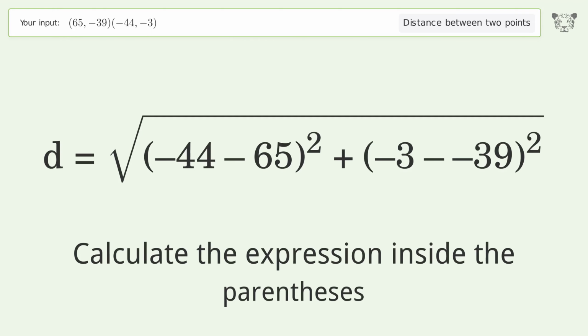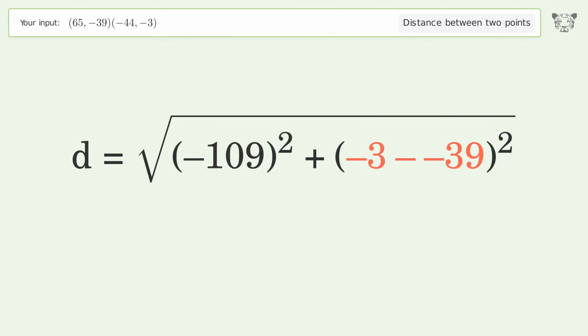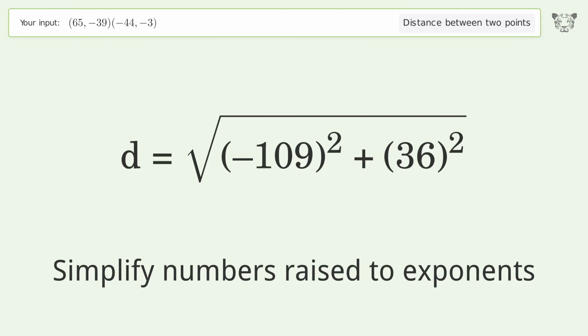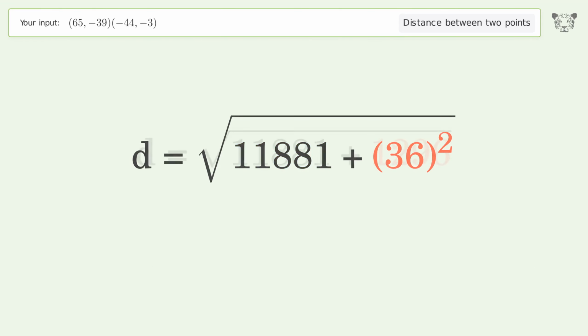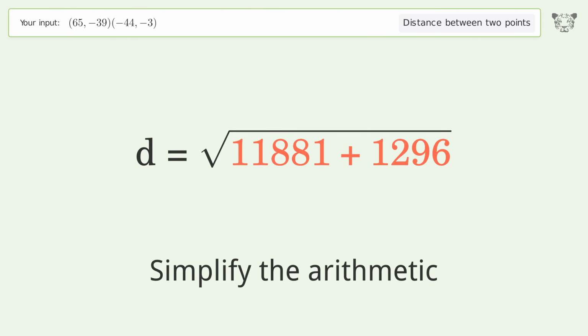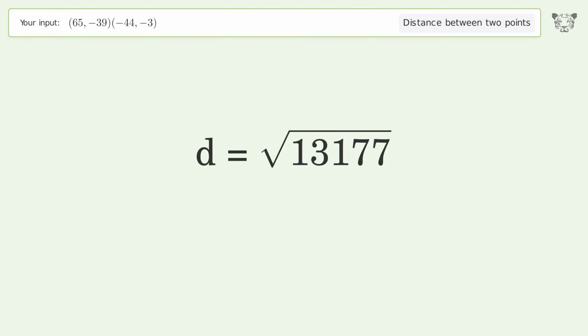Calculate the expression inside the parentheses. Simplify numbers raised to exponents. Simplify the arithmetic. And so the distance between the 2 points is the square root of 13,177 or 114.791.